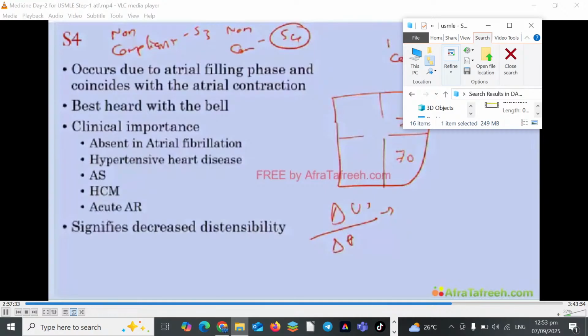So amongst S3 and S4, which one would be present more in a non-compliant heart? S4 is forced going into it, so it produces more sound. So S4 would be louder.